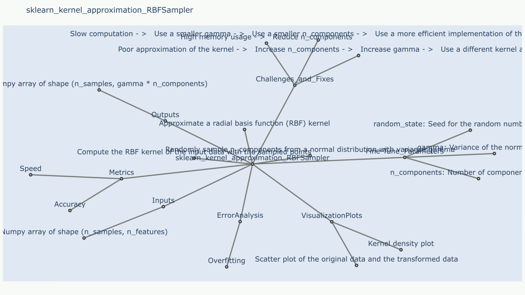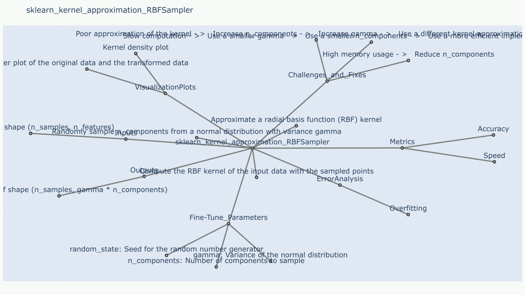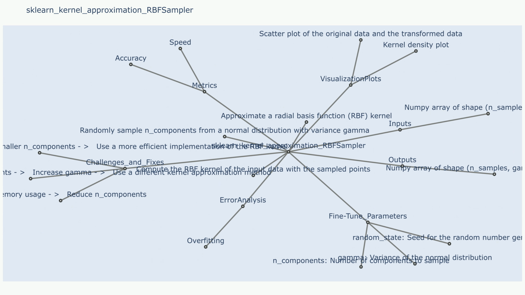features. Challenges and fixes. Challenge 1: overfitting. If the number of random features is too low, the model might overfit to the training data, leading to poor generalization performance. Sample use case. Using a small value of n components, the model might achieve high accuracy on the training set but fail to perform well on unseen data. Fixes: increasing the value of n components to reduce the risk of overfitting.